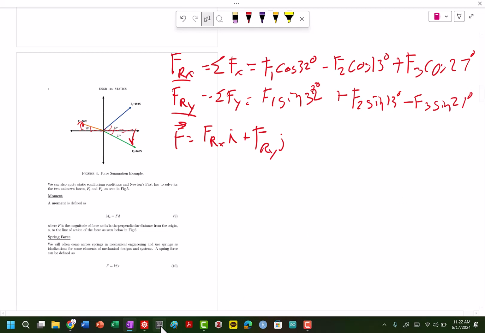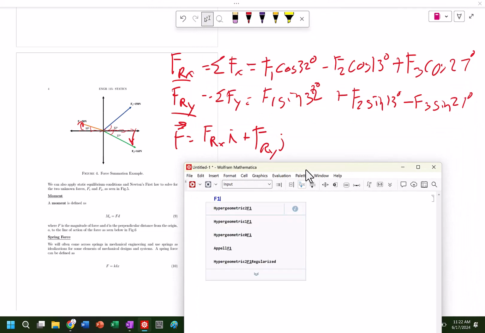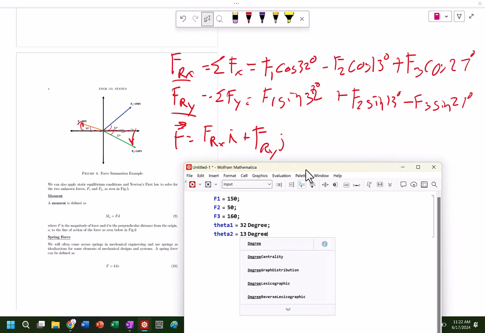So if I want to find those values, I'm going to first make some definitions. F1 is equal to 150. It's just a calculator. F2 is equal to 50. F3 equals 160. And theta 1 is equal to 32, and I'm going to put degree here to make sure we're in degree mode. Theta 2 is 13 degree, and theta 3 is equal to 27 degree. This is just putting it in degree mode, just like in your calculator.